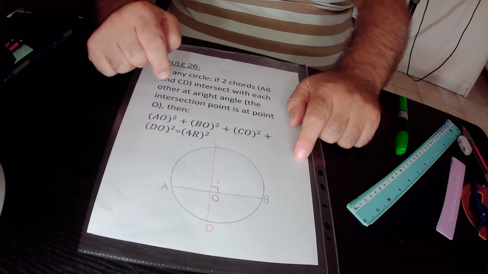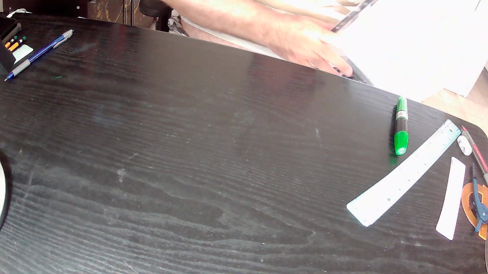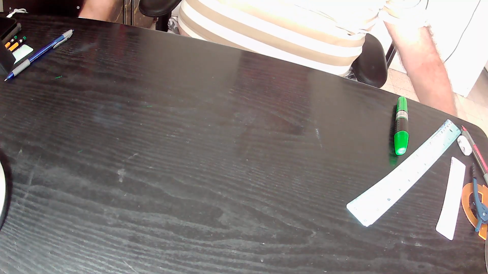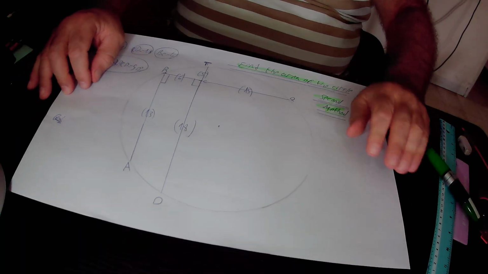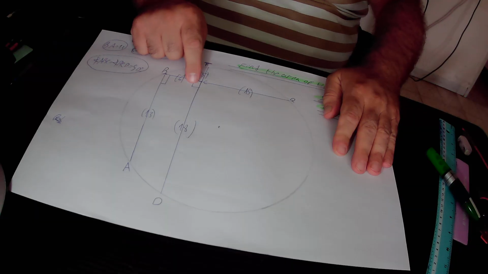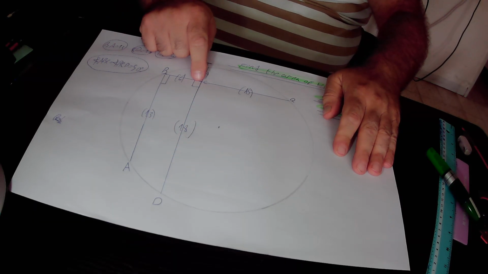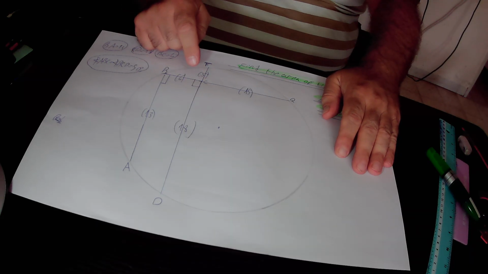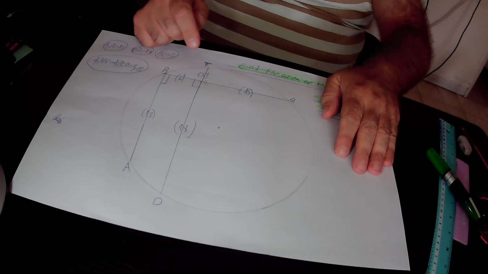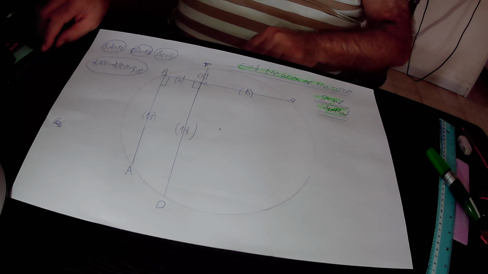Okay? So we can implement rule 26 in our drawing. Why? Because in our drawing, chord TD intersects with chord BQ at 90 degrees. So all the requirements of rule 26 are satisfied, and therefore we can implement rule 26 here. So I write it down.